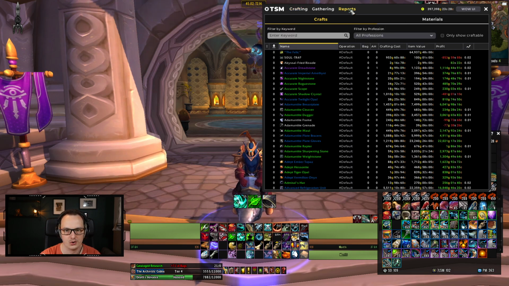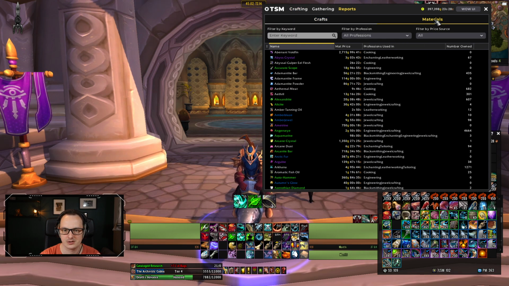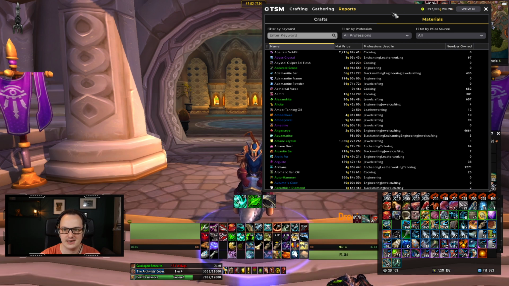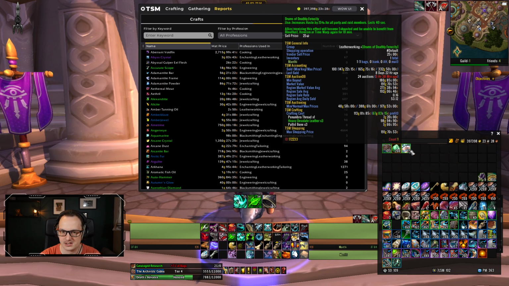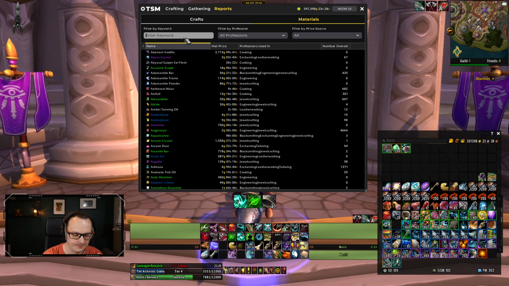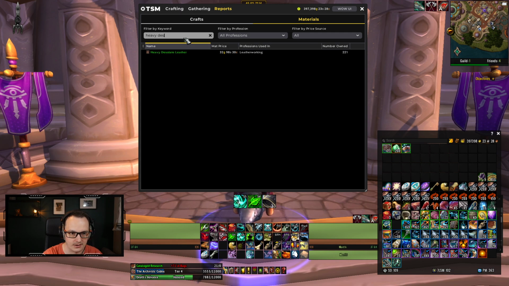If you hit reports, and then you go to materials, this is where we can actually see how TradeSkillMaster works out that material price. You can see there's a column here called map price. So let's see what was one of the materials we needed for our drums. Heavy desolate leather. So here we go. We can find heavy desolate leather, and you can see TradeSkillMaster seems to think it has a material price of 33 gold. Well, how is it working that out?